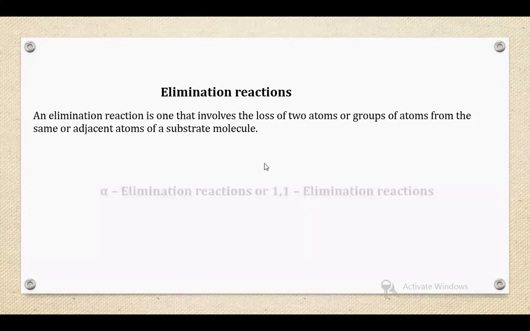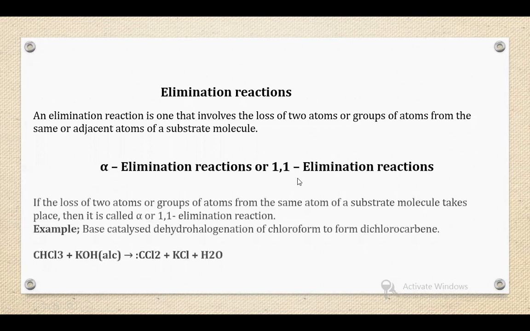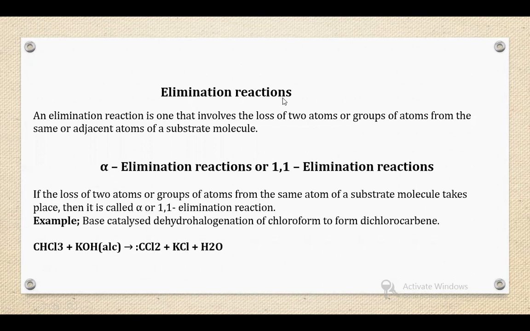So we'll see the first one. What is alpha elimination? Alpha elimination reaction is also known as 1,1 elimination. The first carbon, alpha, will be bearing hydrogen, and the elimination takes place there. If there is loss of two atoms or groups of atoms from the same atom, 1,1 represents the alpha carbon. From that the elimination takes place from the substrate organic molecule. It is called 1,1 elimination.